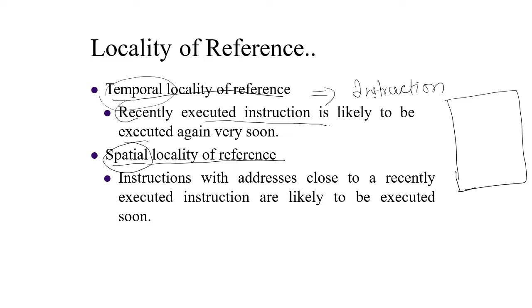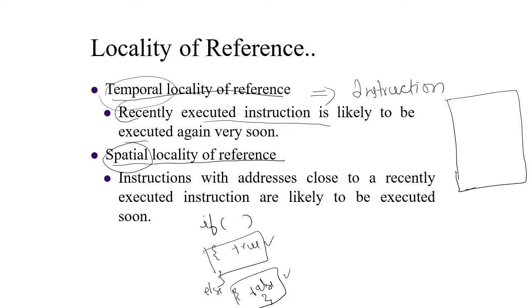If I consider one statement, say an if condition, then there are two sets of instructions. One is for the true condition, one is for the false condition. Out of these two, only one set of instructions will be executed at a time. We know that in all embedded systems, execution is sequential. One instruction executes first and the next instruction executes next, and it goes on.